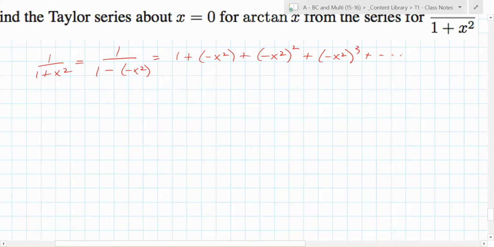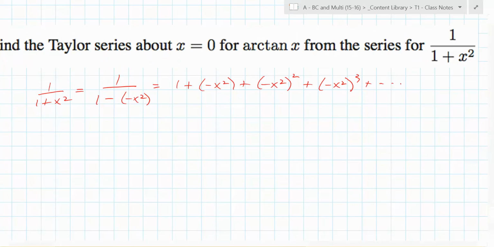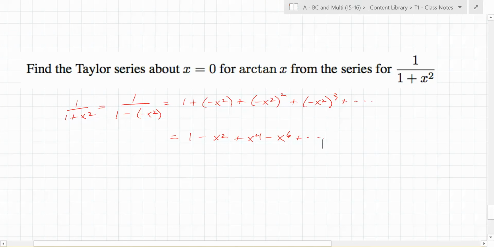Are we okay with that? Okay, that's exciting. We have that out. So what do we have here? We have 1 minus x squared plus x to the 4th minus x to the 6th. It alternates. Are we okay so far? What is this asking us now? It says find the Taylor series for arctan. What is arctan? Tan inverse, right? What's the relationship between tan inverse and that? Give me a complete sentence. 1 over 1 plus x squared is the derivative of that.